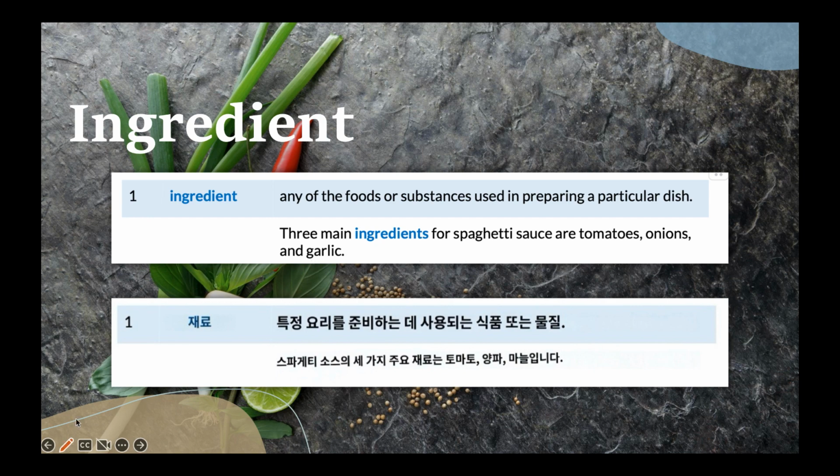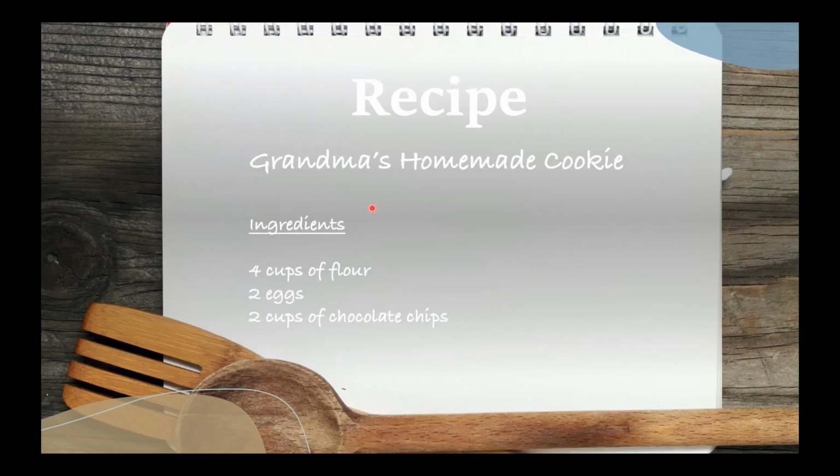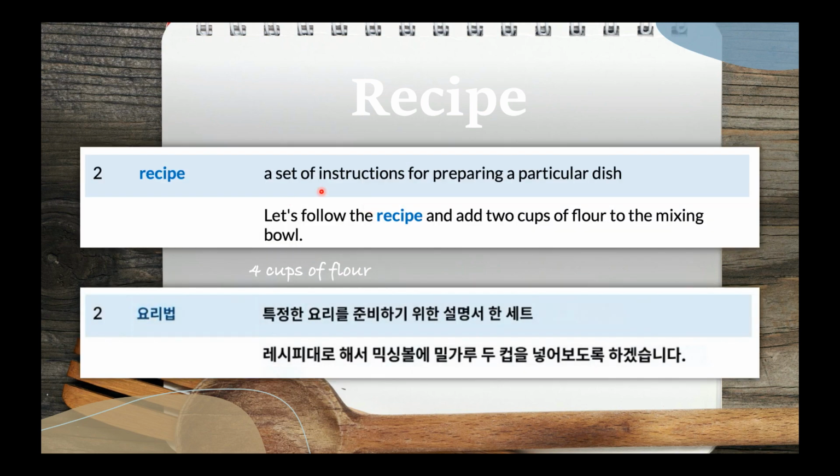Allow me to get my laser pointer. Now you can see my cursor. Here we go. Number 2, recipe. A set of instructions for preparing a particular dish. Let's follow the recipe and add 2 cups of flour to the mixing bowl.